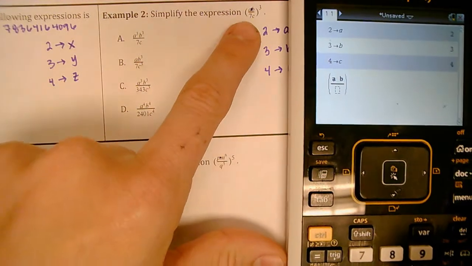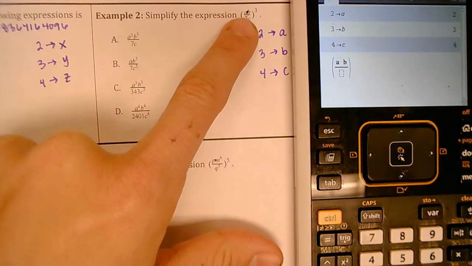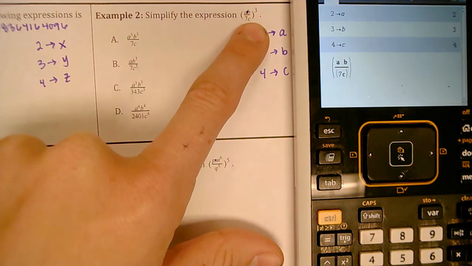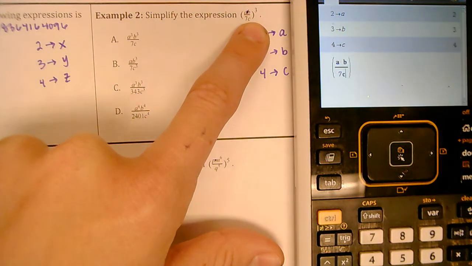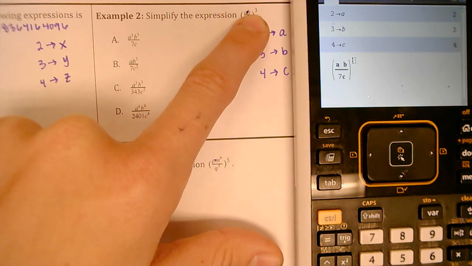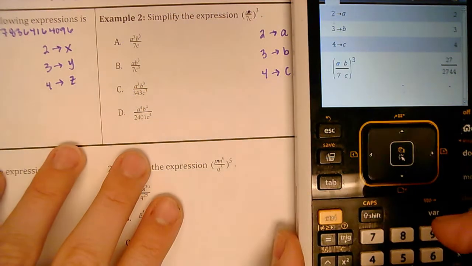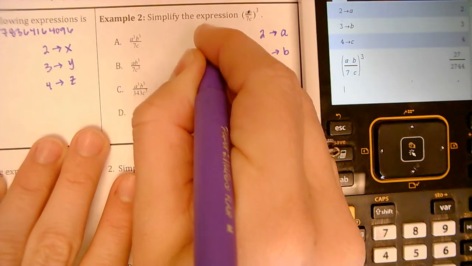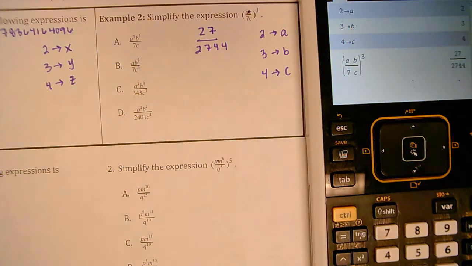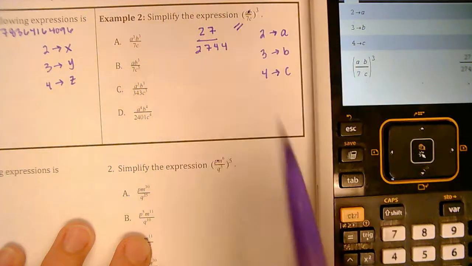Okay, so now I can keep typing my original expression here. So I've got A times B on the top. I'll go down to the bottom and I've got 7C. Close those, whoops. Notice I'm still in the bottom of the fraction, so I've got to go to the right. Close that parenthesis. Raise that to the power of 3. And I've got 27 over 2,744. Okay, so this is what I'm looking for. This is what my original expression gave me.